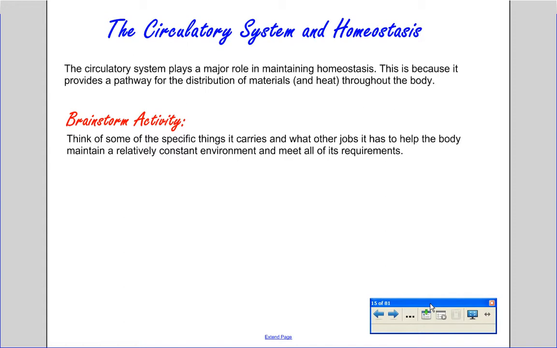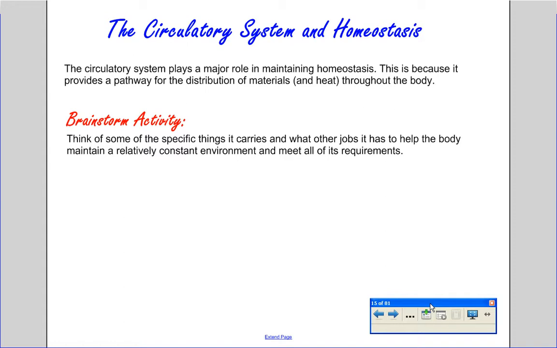This activity was to brainstorm some of the roles of the circulatory system in maintaining homeostasis, and we brainstormed based on what kind of things you can find in your blood at any time. If they took a sample of your blood, what could they find, and what would be carried by your blood vessels to meet the body's needs?